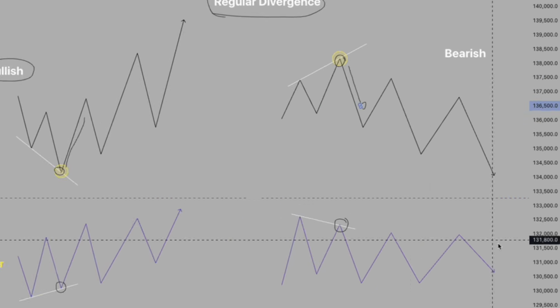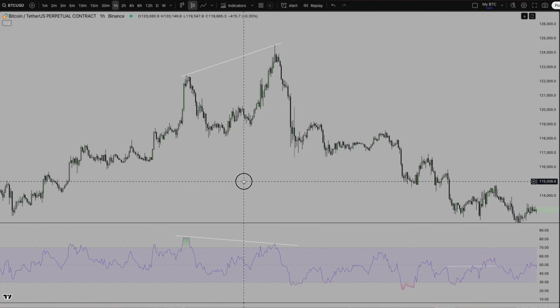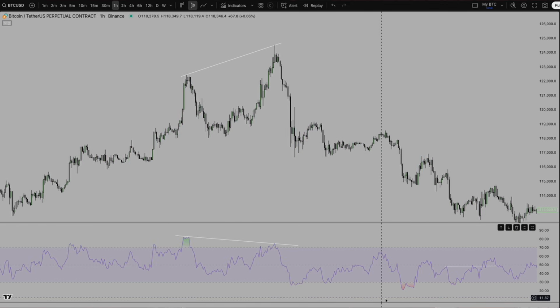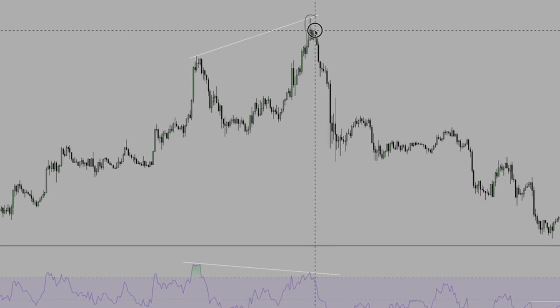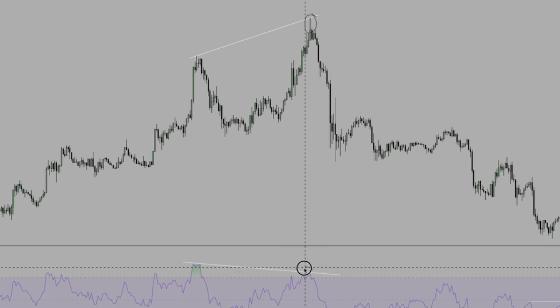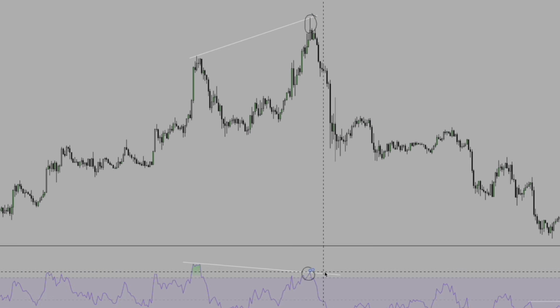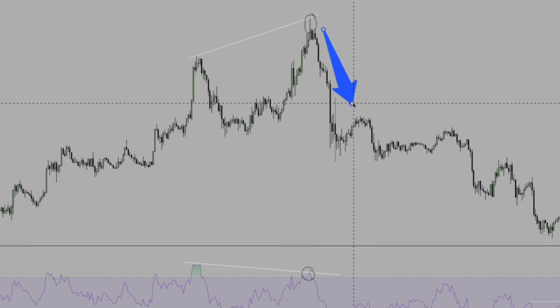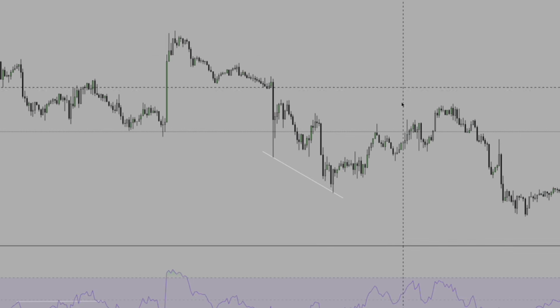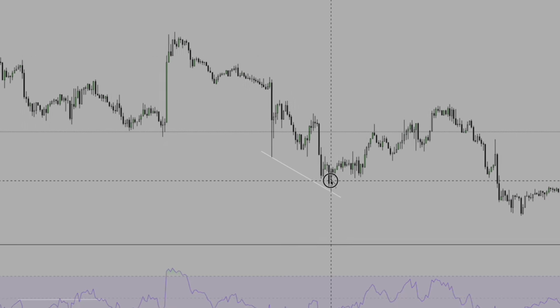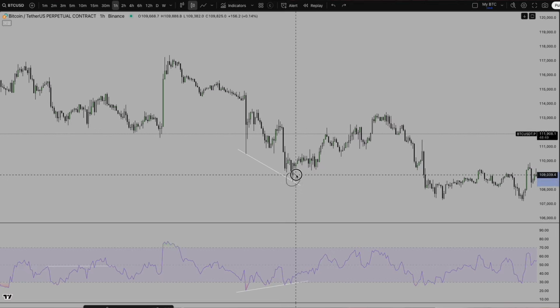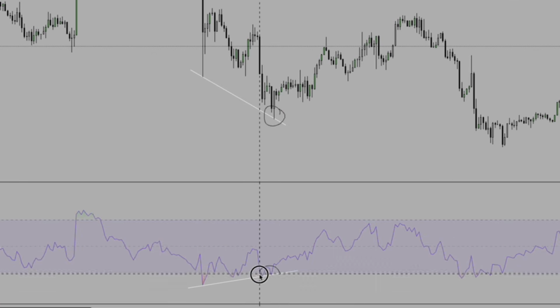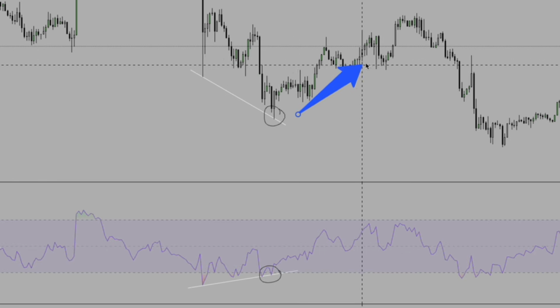Let's look at it on a real chart. So for a bearish scenario, you can see here that price made a higher high here and the indicator made a lower high. It is an early indication that price will go down, and price did go down. This is the same for a bullish scenario. Here, price made a lower low here, but the indicator made a higher low, which is an early indication that price is going to go up. And we can see here that price did go up.